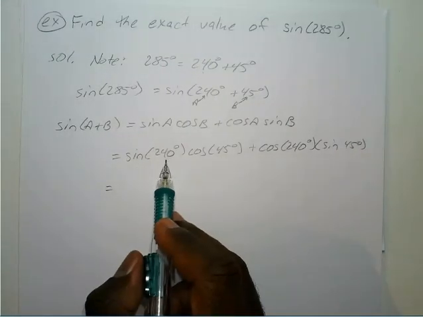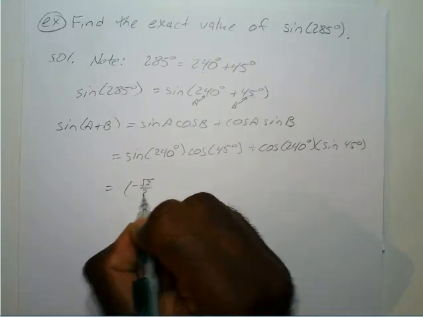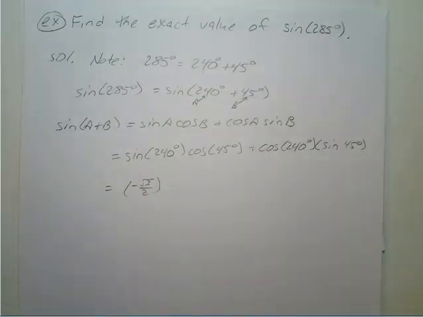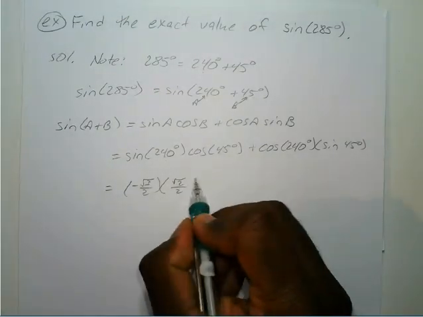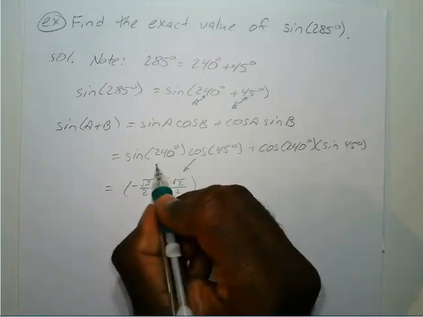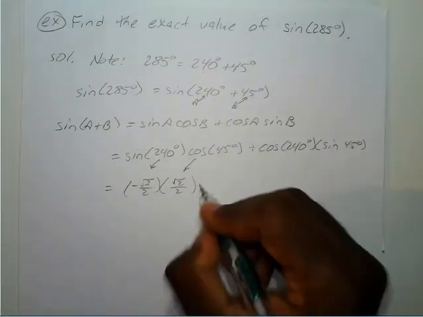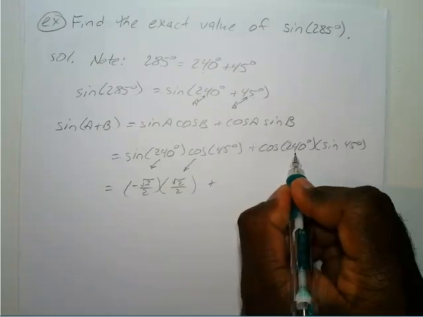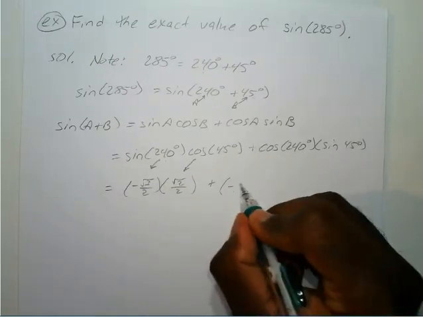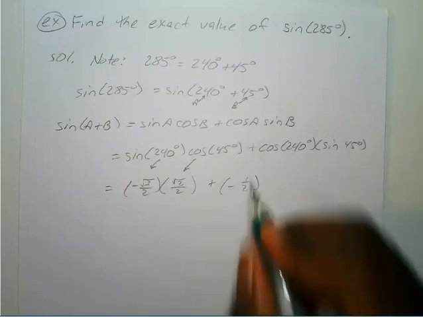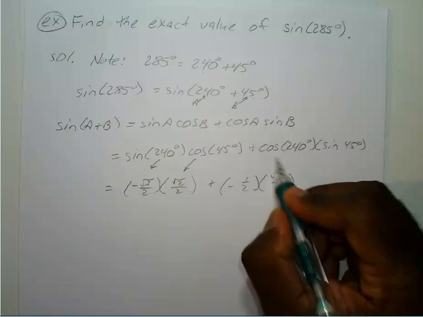Sine of 240 degrees is negative square root of 3 over 2. Cosine of 45, square root of 2 over 2. Again, you can always check your unit circle to verify this. Plus, cosine of 240 degrees is negative 1/2. And sine of 45 degrees is square root of 2 over 2.